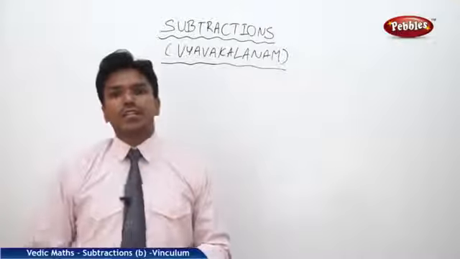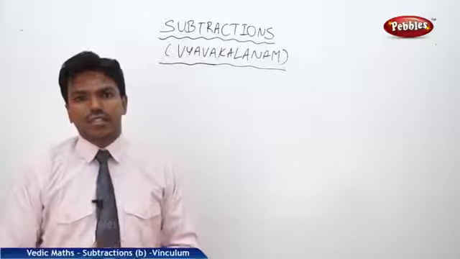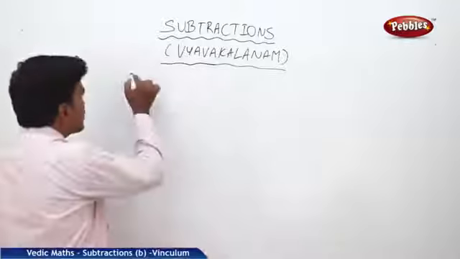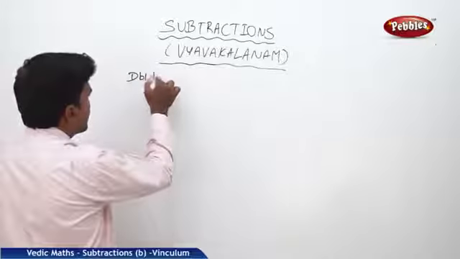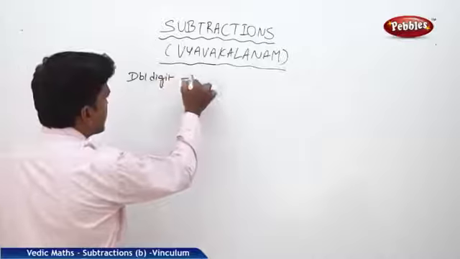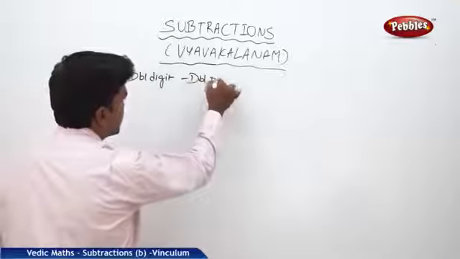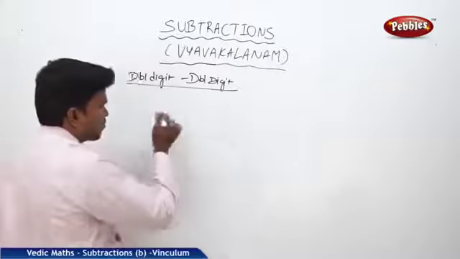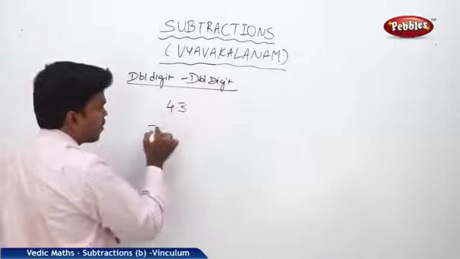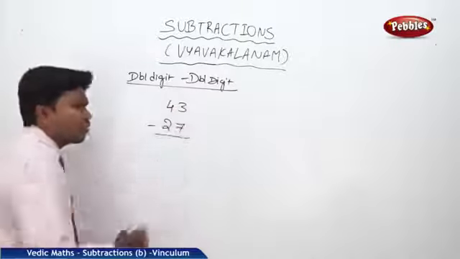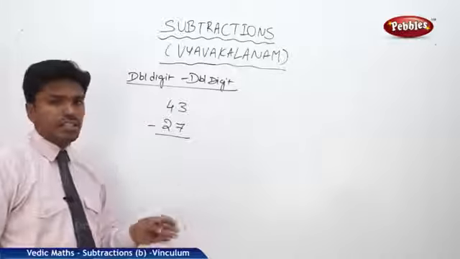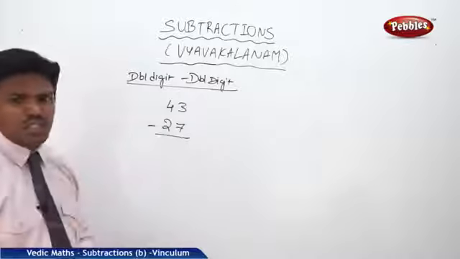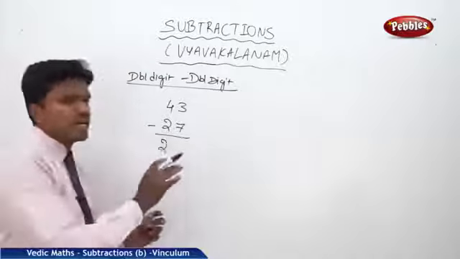So we have seen the double digit minus single digit subtraction. Now we are going to do double digit minus double digit. Suppose, for example, let us take 43 minus 27. I want to do 43 minus 27. Again, the same way, we have to start from left to right. So what is 4 minus 2? Yes, 2. Just drop the 2 as it is.